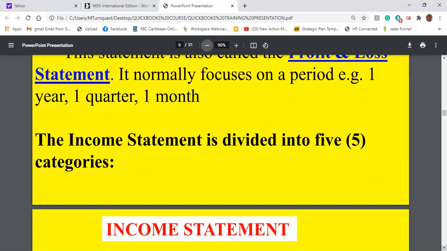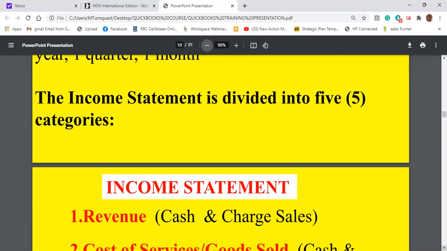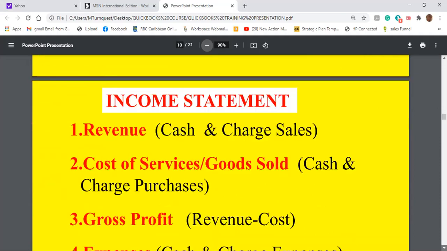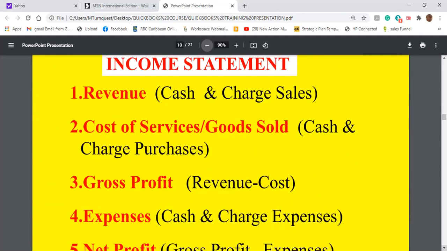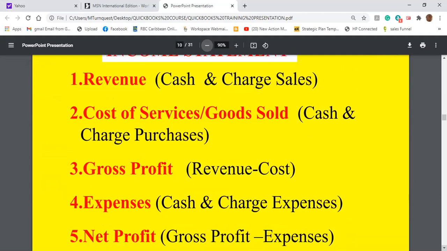Okay. And of course, there's 5 categories in the income statement. The revenue could be cash or charge sales. Of course, your cost of services and goods sold is your cash or charge purchases. And the gross profit is your revenue minus cost. So that's very important: the gross profit equals revenue minus cost.